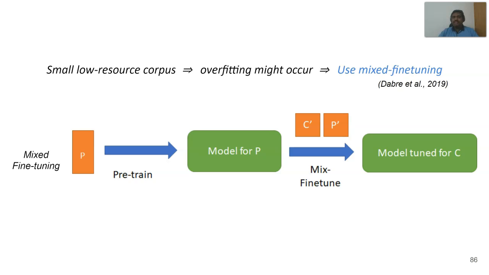So to avoid that, you can take a sample of the high resource language pair also, and after the initial pre-training, in fine-tuning, you fine-tune on a mix of both the child language pair and the parent language pair in order to get a model tuned for the child language pair, but avoid overfitting.